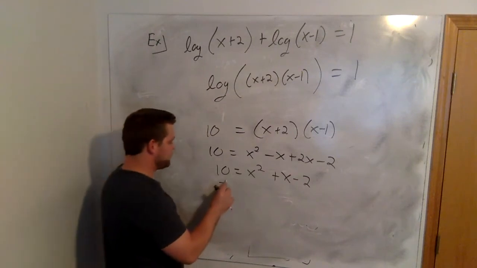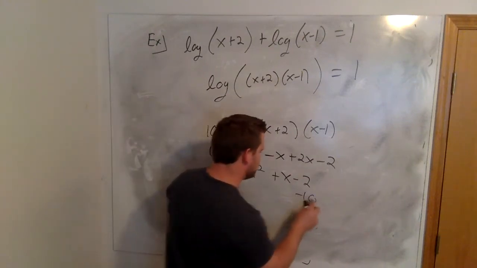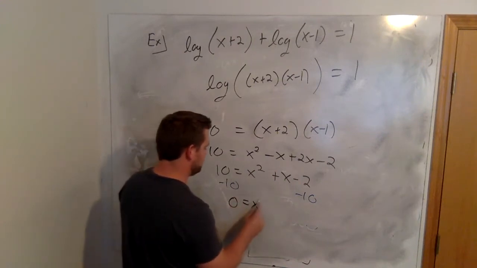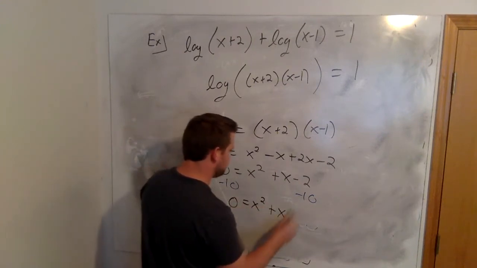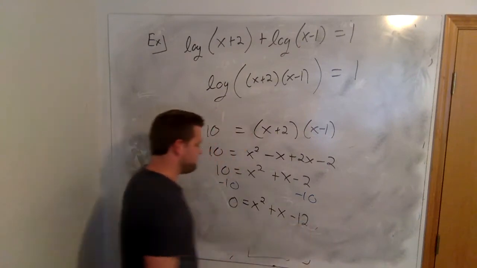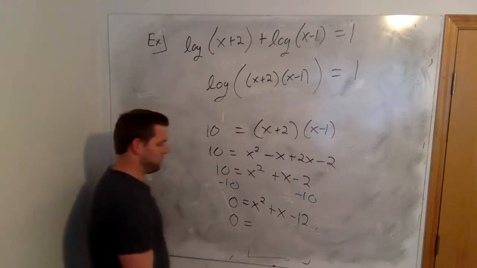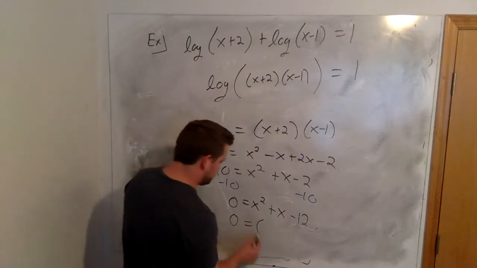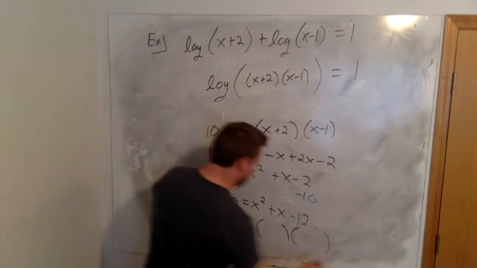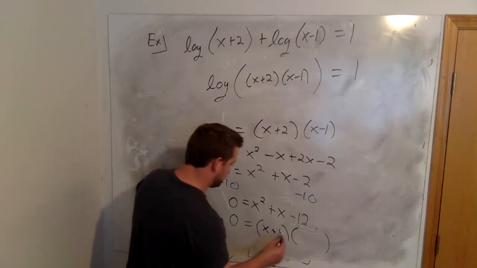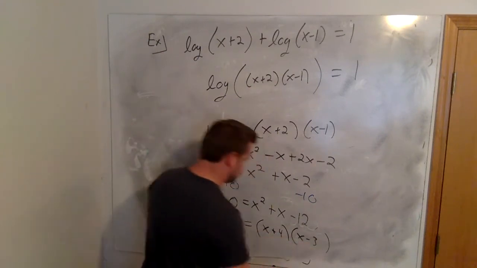So let's go ahead and subtract 10 from both sides. So we'll get that 0 is equal to x squared plus x minus 12. Okay. We can solve this. You could use the quadratic formula if you'd like. Sometimes you might need to. But I think we can factor this problem. I think this will factor to what? I think it's going to be x plus 4 times x minus 3.